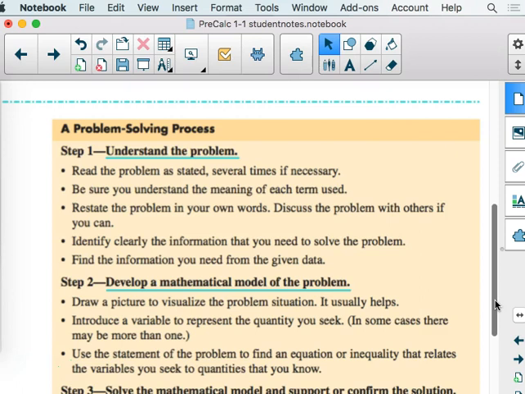Restate the problem in your own words. Discuss the problem with others if you can. If you're stuck, email me, email somebody, call somebody and say, how'd you start this? Identify clearly the information that you need to solve the problem. Make sure you have all the information that you need. Find the information you need from the given data.